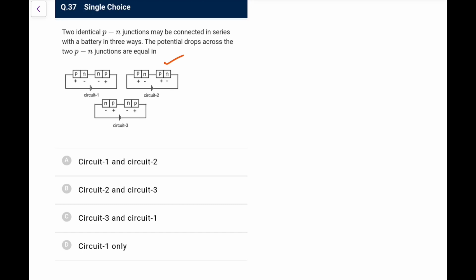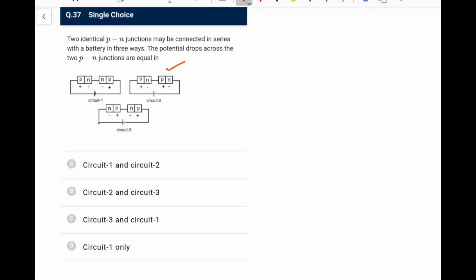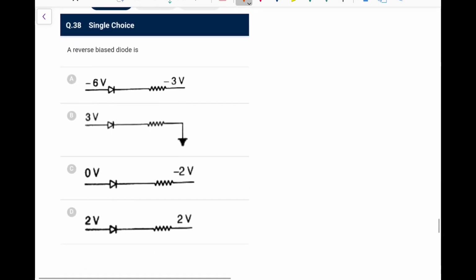Also, if both are reverse biased, what I can say, if both are reverse biased like this, again no current is flowing, that means the potential drop across them. So also, as per available option, you have to treat here also that it would be half of that. So I can go for circuit 2 and circuit 3, but circuit 2 was sure and circuit 3 also, because you cannot differentiate, both are not having any current, so it's almost same for both. Next, a reverse bias diode is, okay, what is the reverse bias diode here?